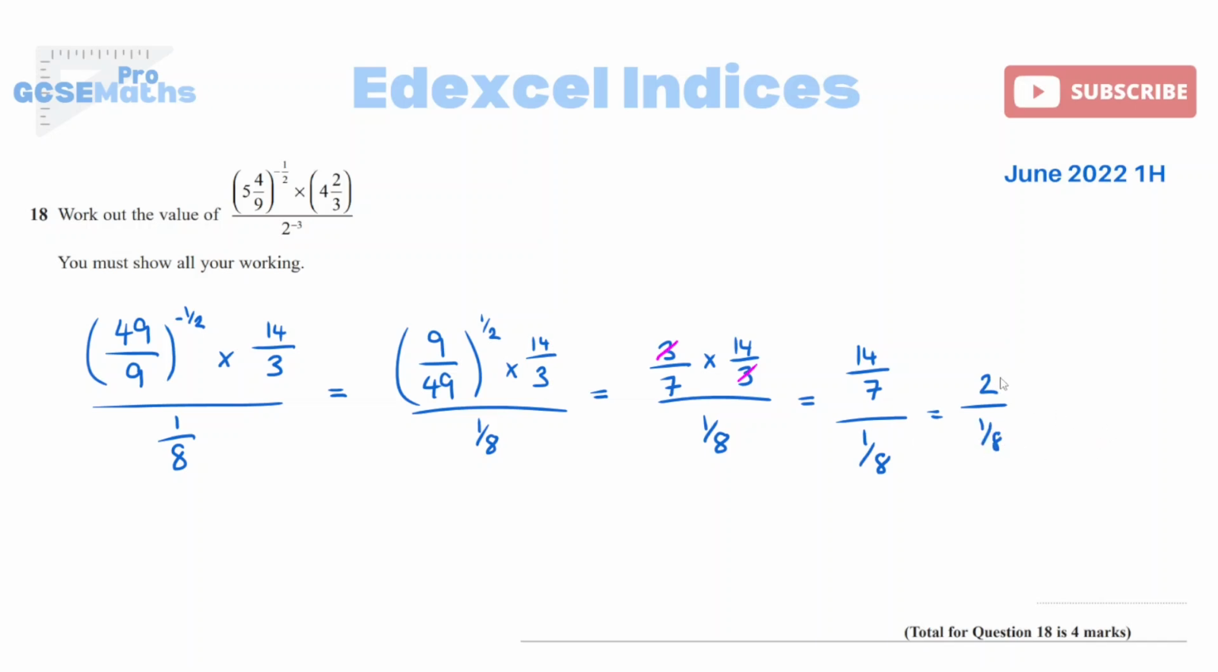So we're left with 2 divided by 1/8, and that's where I would do keep, flip, change. So 2 times, technically 8 over 1, but again, 8 over 1 is just 8. So we've got 2 times 8. So our answer is 16. So this one we had to know a lot about fractions as well as indices.